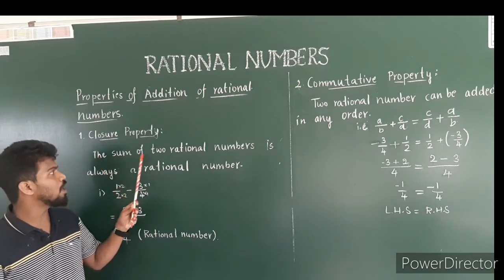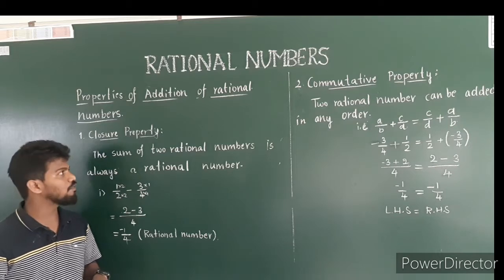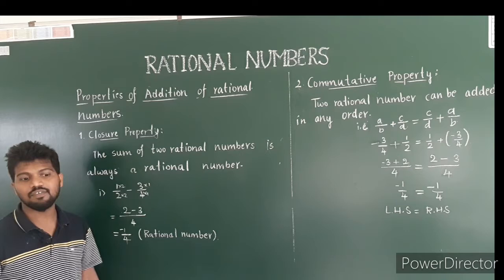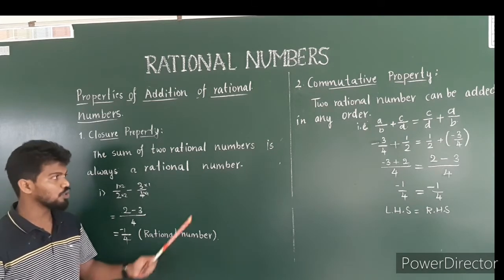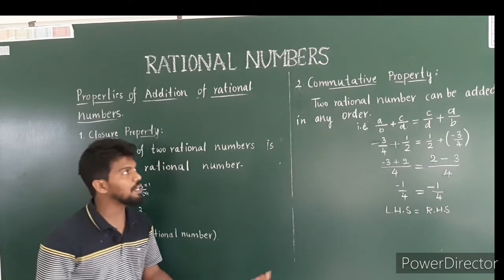Therefore, the sum of two rational numbers is always a rational number. Therefore, rational numbers are closed under addition. So you take more examples. Okay. So next, second one, commutative property.